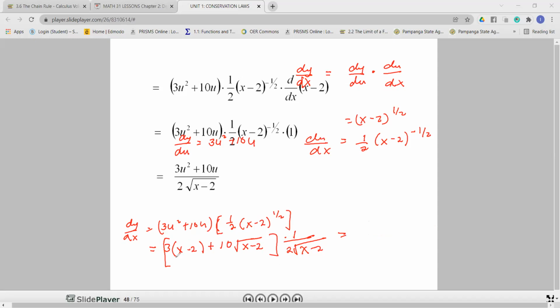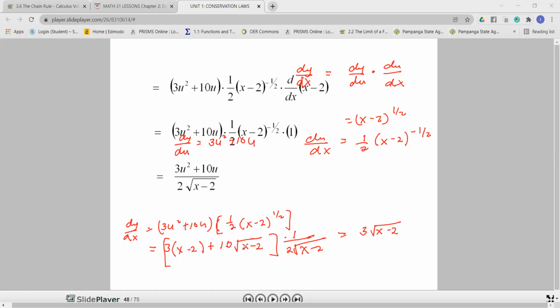Pag distribute ko yan dito sa first term, 3 halves na lang siya, tapos square root of x minus 2 sa taas. So I will have 3 square root of x minus 2 dito. Okay? Kasi meron kang buo doon, isa, tapos 1 half dito. So, makakancel 1 minus 1 half. Isa na, 1 half. Plus 10 divided by 2, that will be 5.